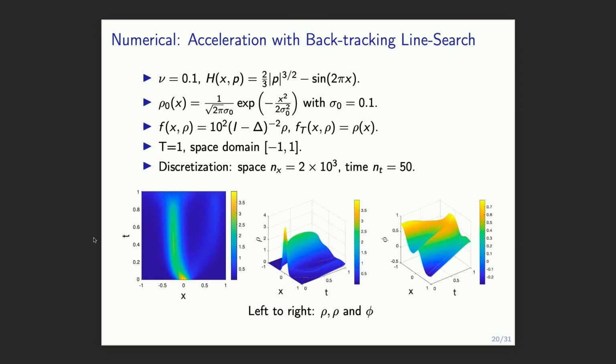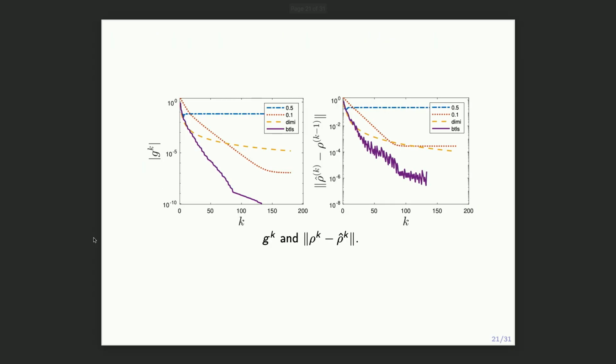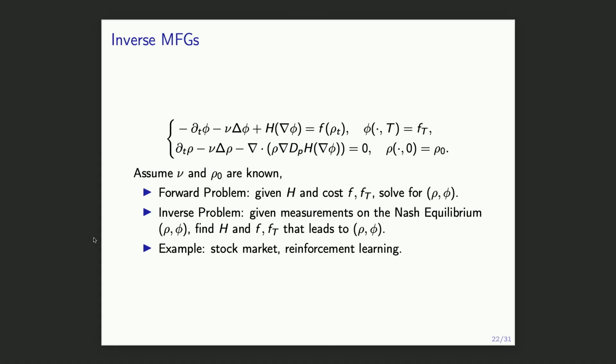So numerically, we show that even with a non-quadratic Hamiltonian and with some very complicated interaction term, we can show that with the backtracking line search, we can accelerate our algorithm. But if you choose some constant delta K that is not very good, you will plateau at some point. And if you choose the diminishing step size, the convergence will slow down when K goes to infinity. Okay. Is there any question before I move to the next part?